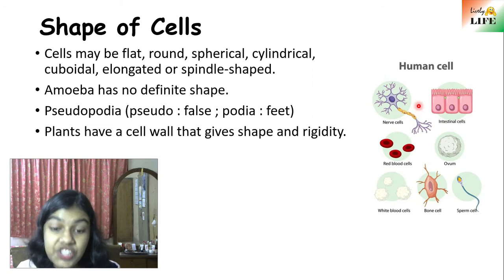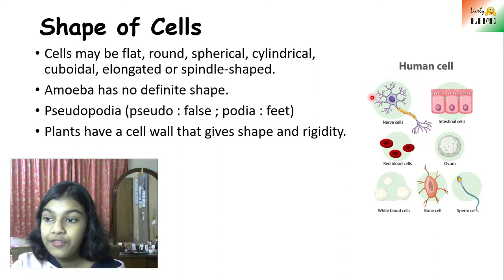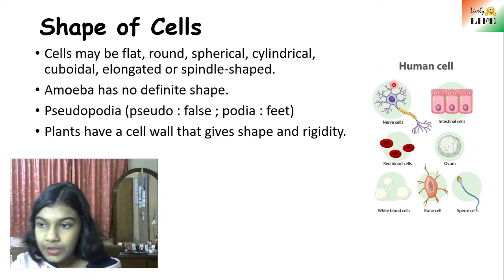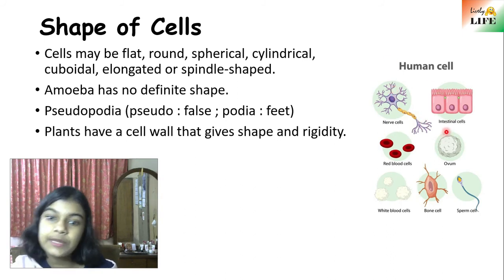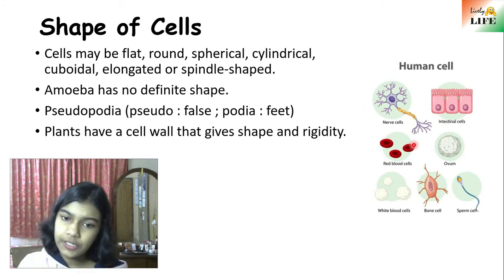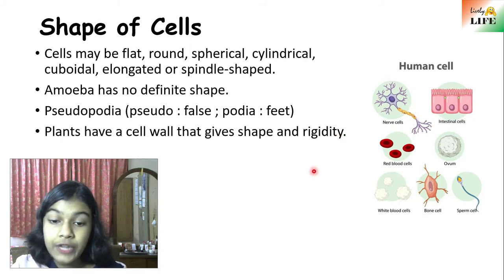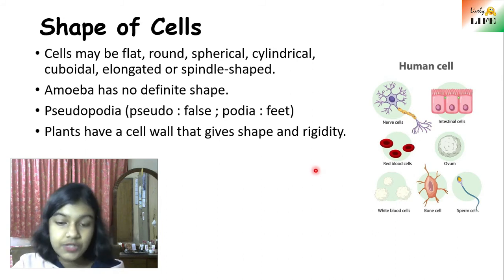Okay, the shape of the cell depends on what function they perform. For example, nerve cell. You can see how it looks. It looks something like this. So why does it look like this? What is the function of a nerve cell? Nerve cells are found in our brain, spinal cord, in our nervous system, right? In our nerves. So what is the function of a nerve cell? It transfers messages, right? It transfers messages from one organ to another.